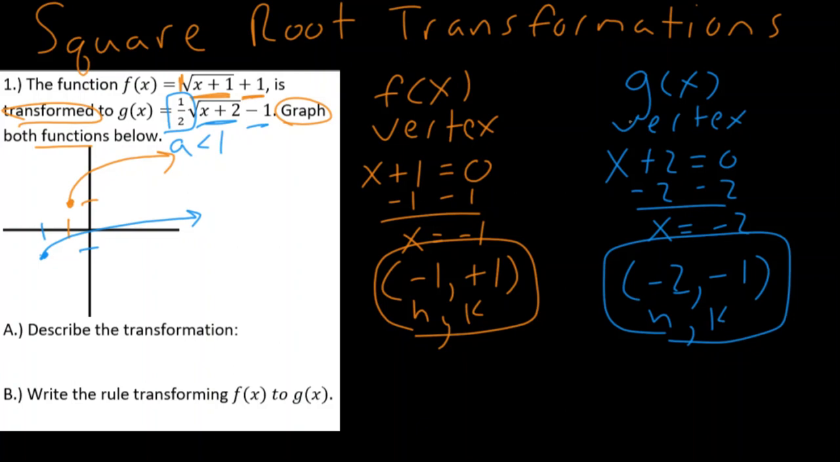Now from here, we actually don't need to do any math. We could just visually look at this and label it. So how did this transform? Well, it clearly shifted to the left 1, comma, it went down 2. And since our a value went from 1 to 1 half, since we decreased, we could say that this was vertically compressed.